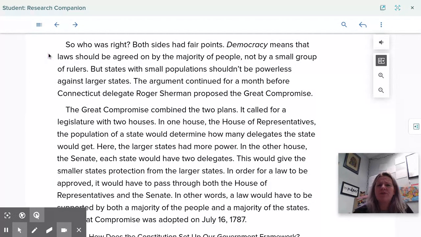So, who was right? Both sides had fair points. Democracy means that laws should be agreed upon by the majority of the people, not by a small group of rulers. But states with small populations shouldn't be powerless against larger states. The argument continued for a month before Connecticut delegate Roger Sherman proposed the Great Compromise.